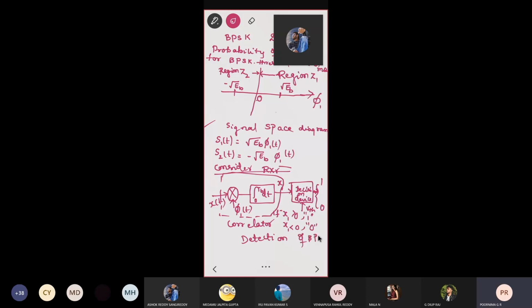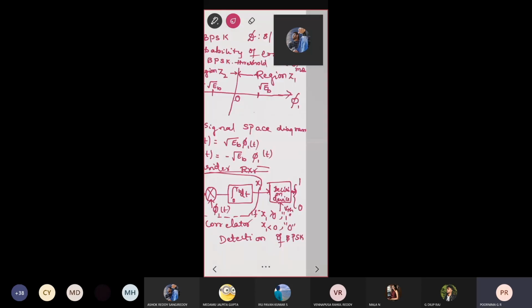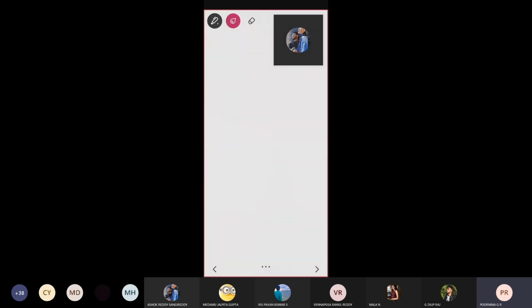BPSK signal from the modulation we will be using. Now, from this information, let us continue for deriving the probability of error. So this probability of error, when you start deriving it, let us take first what will be the transmitted signal.